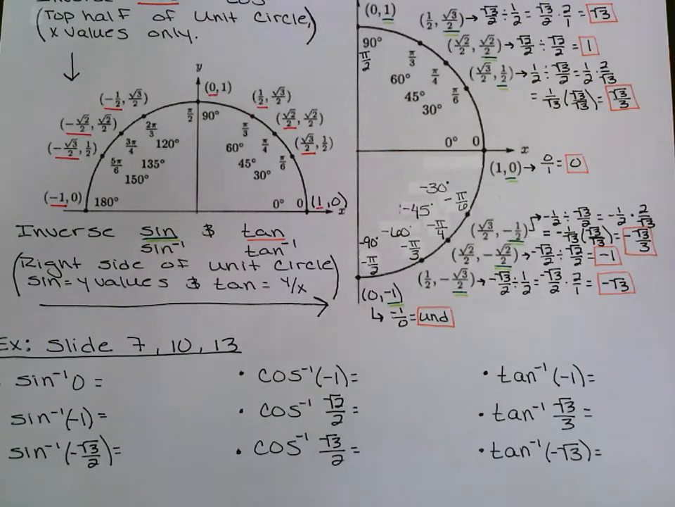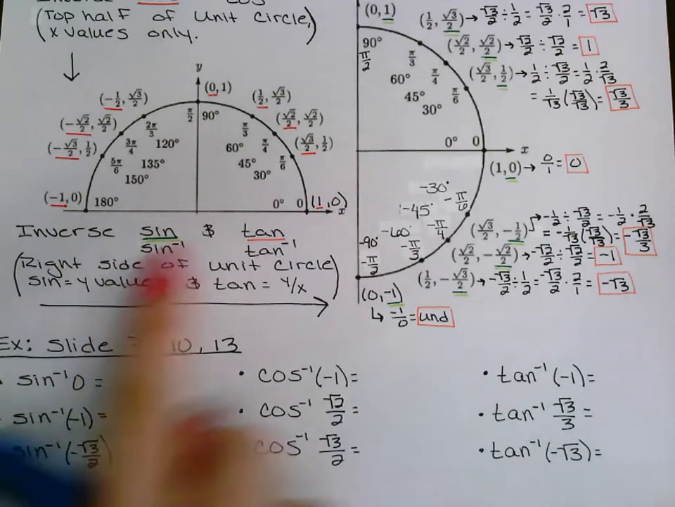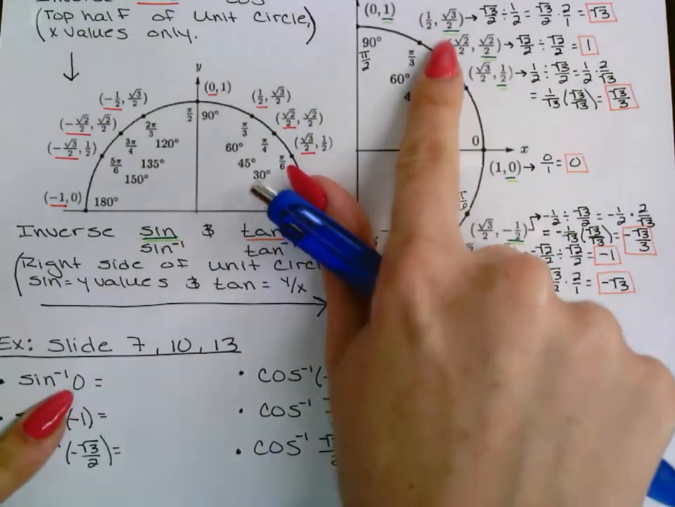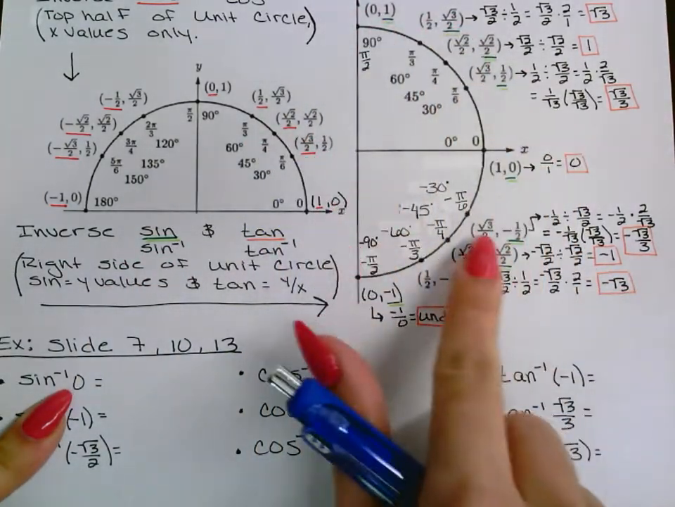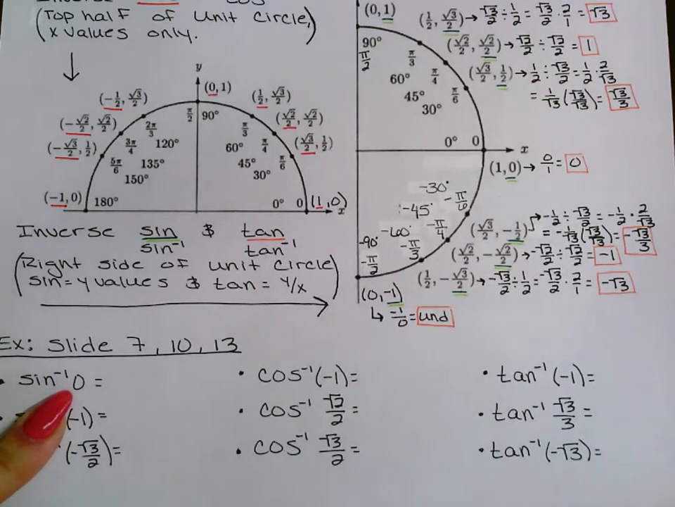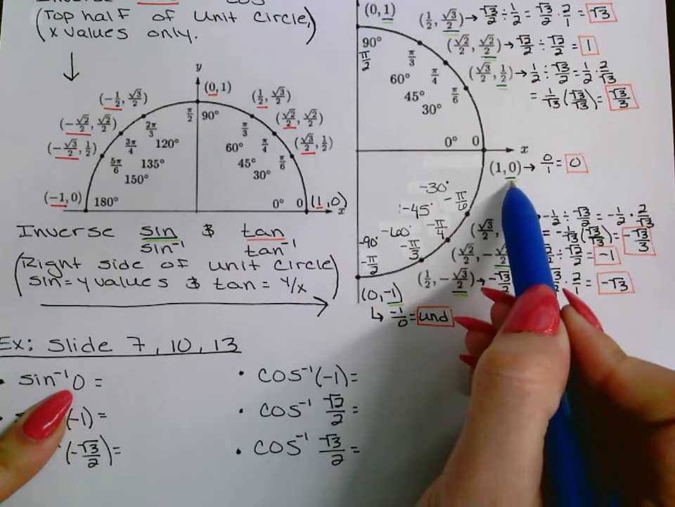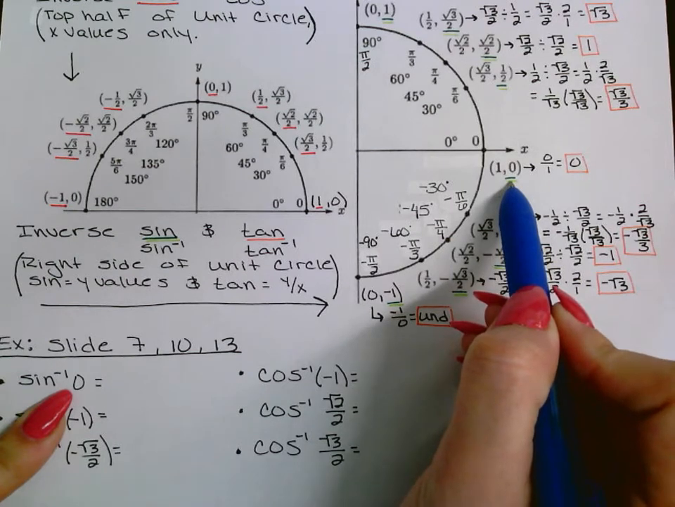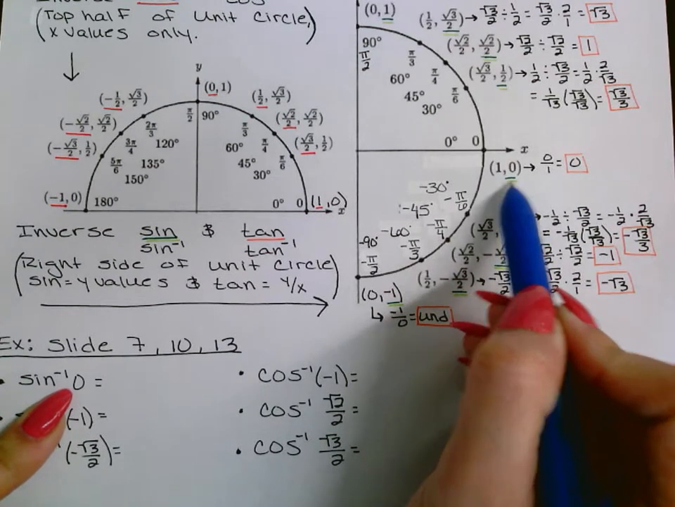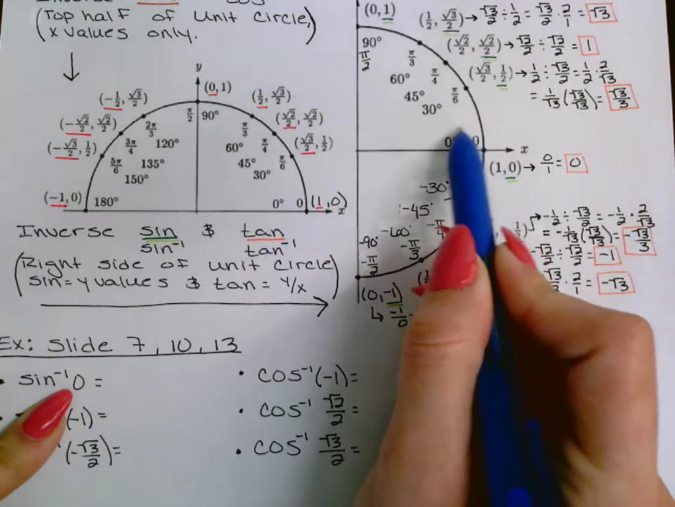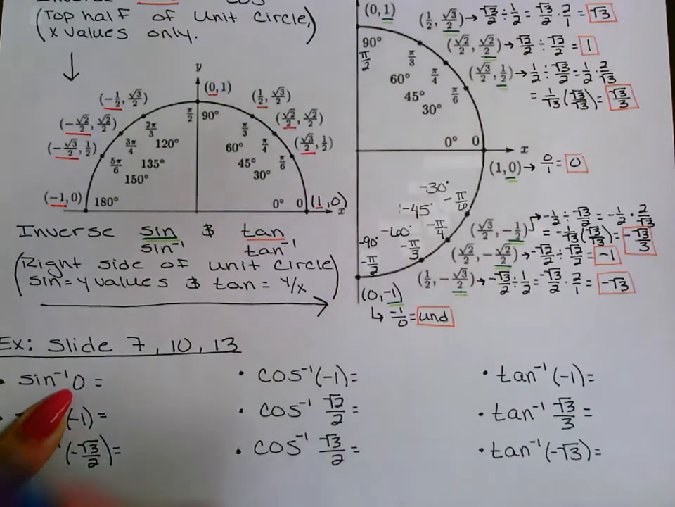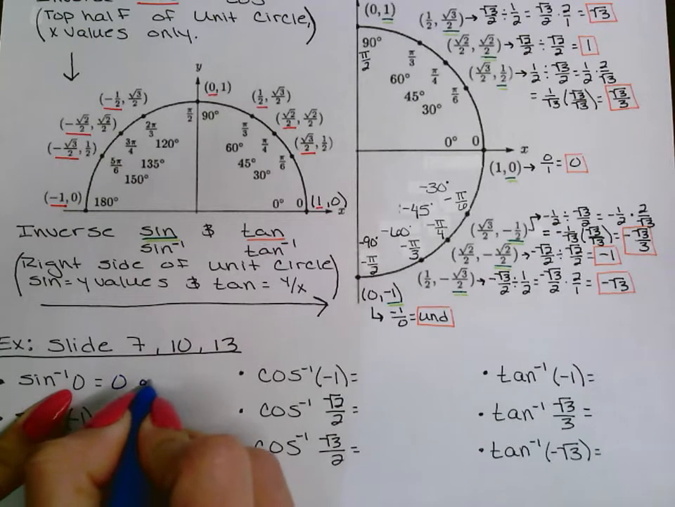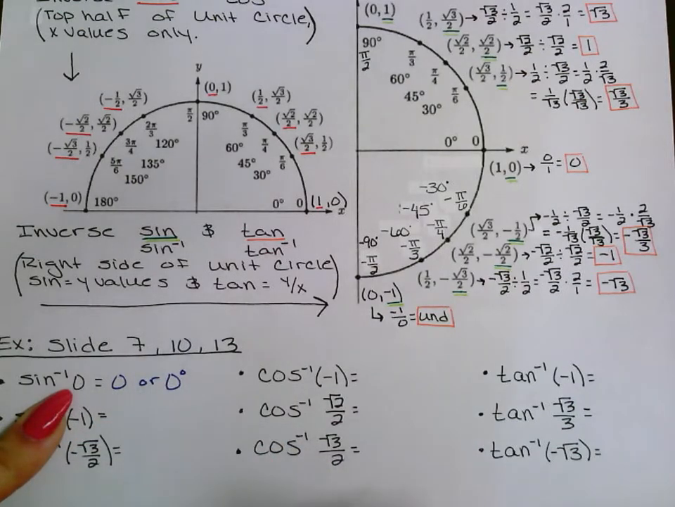Okay, let's do one of each together. Inverse sine of 0. The moment you hear inverse sine, you go to the right side and you look at the y values. Which one of these y values has a 0 in it? You guys see it right there? See how the y value on the right side has a 0 on this spot? What is my radian and degree on this spot? Good, so you can answer 0 radians or 0 degrees.